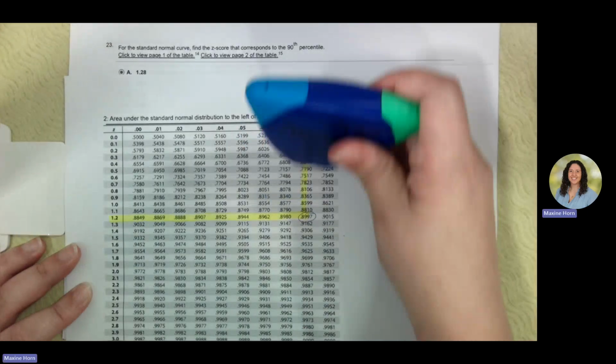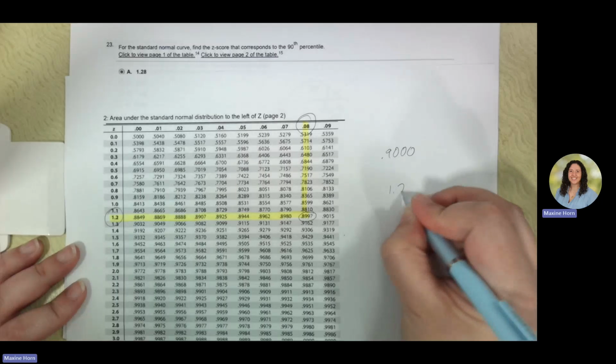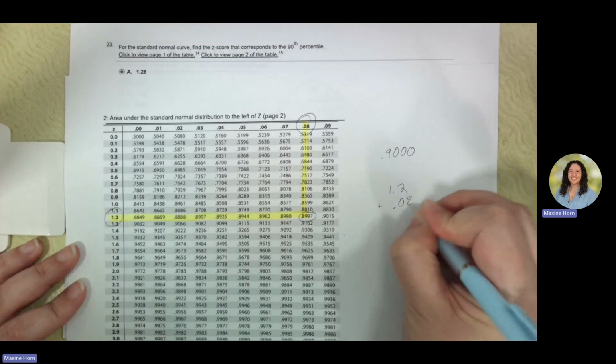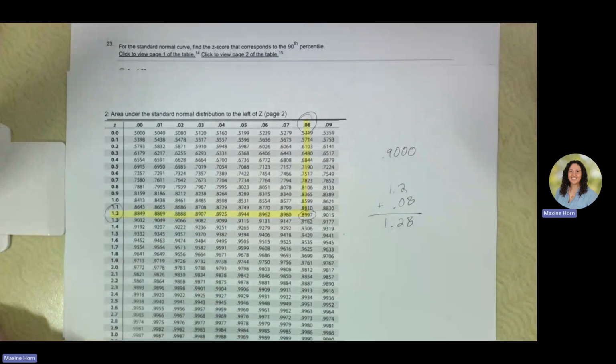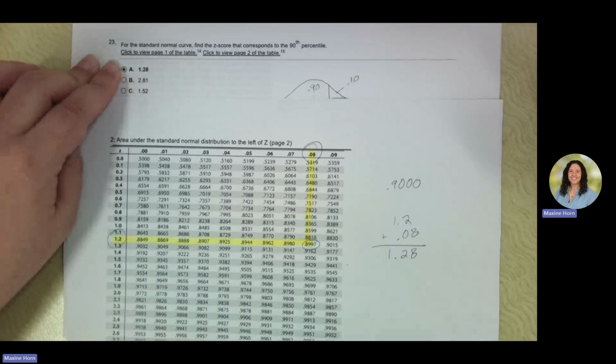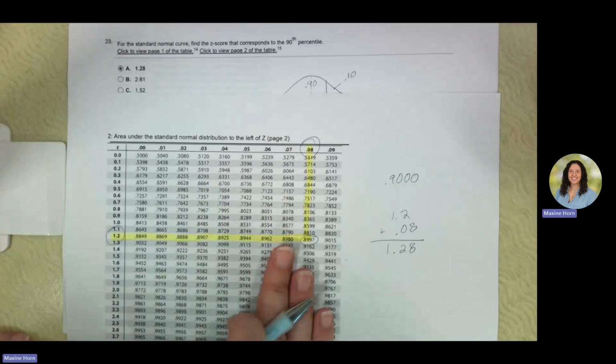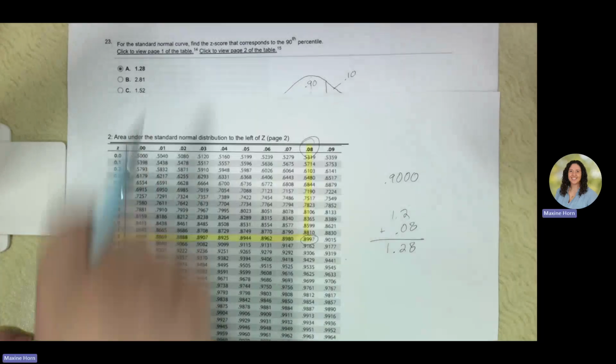Then you're going to look to its corresponding value here and here. So I have a 1.2 and I have a 0.08. So that gives me a 1.28. You do not have to write this down every time, right? 1.28. You can just read it like that. Okay. But that's how we're getting the 1.28. Okay. So remember, inside is the area to the left under the curve. Outside is your z-score. Okay.